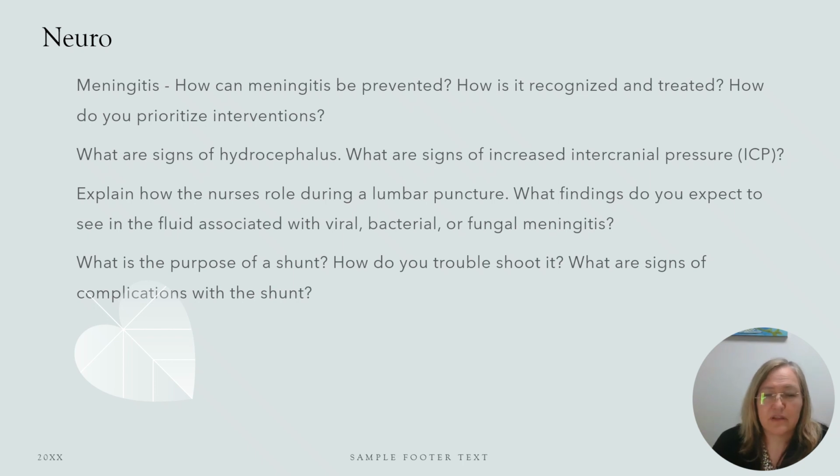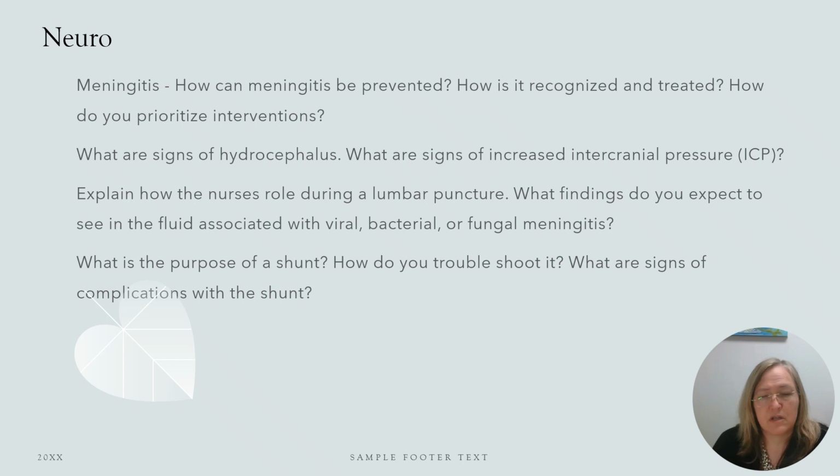If we're doing a lumbar puncture, what's the nurse's job during the lumbar puncture? What is the right positioning for a lumbar puncture? What kind of fluids do you expect to see? And how should the fluid look based on different diagnoses?